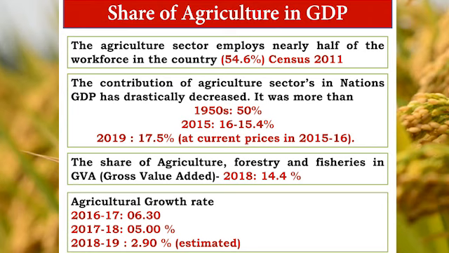Now the share of agriculture, forestry and fisheries, if you talk in terms of gross value added, in year 2018 was 14.4%. Now if you compare the agriculture growth rate in different years, then in 2016-17 it was 6.30%, in 2017-18 it was 5% and in 2018-19 it is 2.90%, which is estimated, and we can clearly see that the agriculture growth rate has declined along the years.